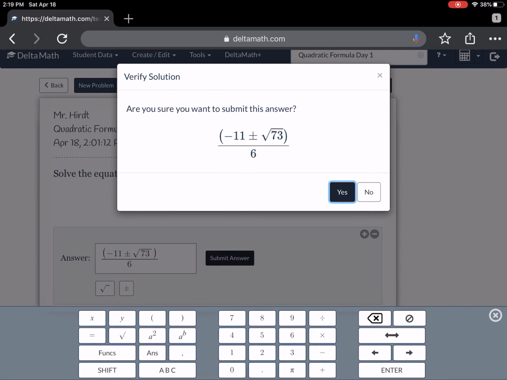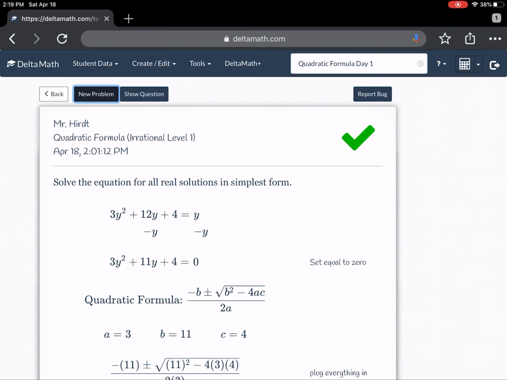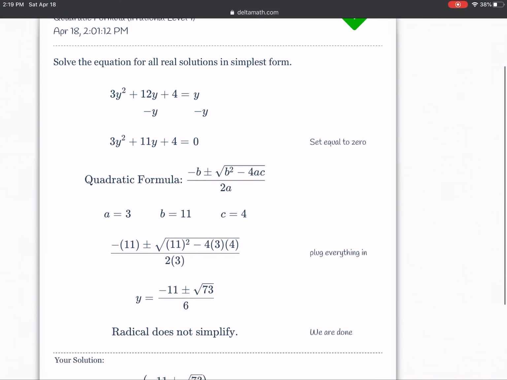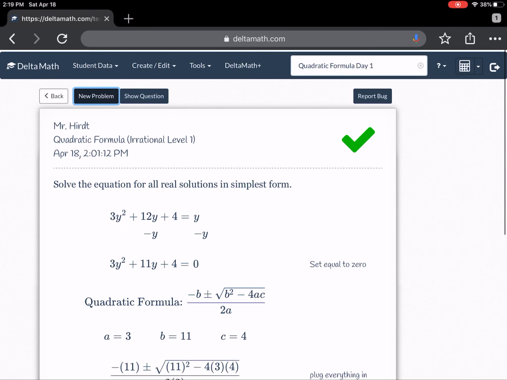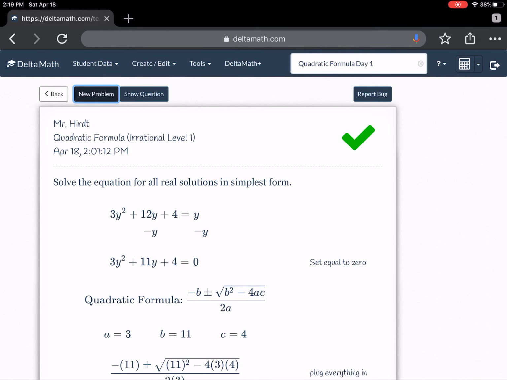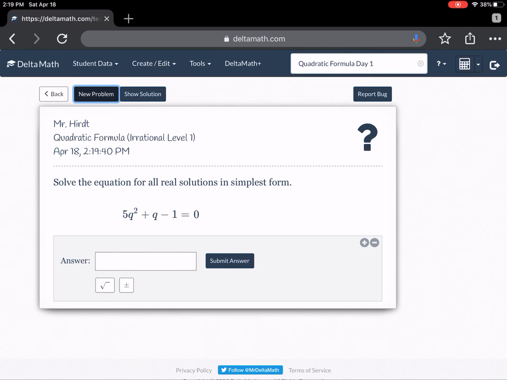We're going to hit submit answer. Let's see what happens here. And yes, we got it right. It tells us the radical does not simplify, and there is our answer. Okay, let's try a new problem.